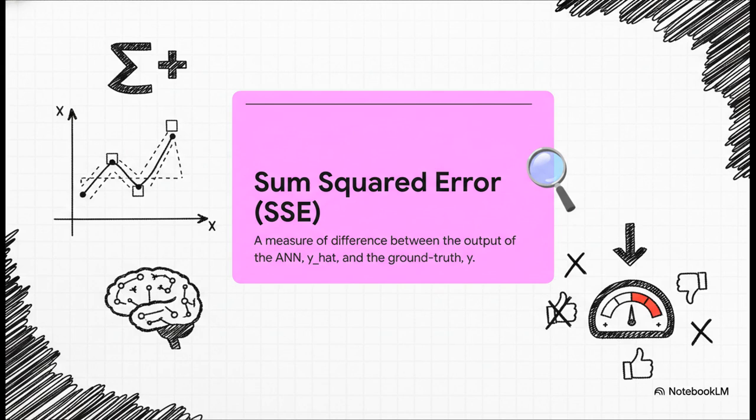For every single one of our data points, we find the difference between our guess and the real value, we square it, and then we add them all up. Now, squaring the error is super important. It makes sure that we treat being too high and too low the same way, and it means that really big errors get penalized a lot more. This gives us one single number that tells us just how badly our model is doing, and our goal is to make this number as tiny as possible.